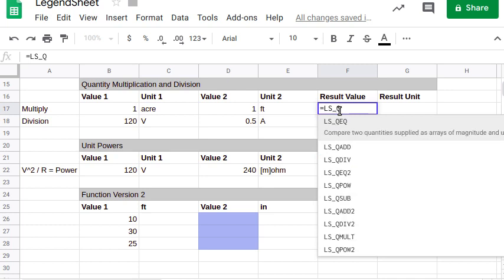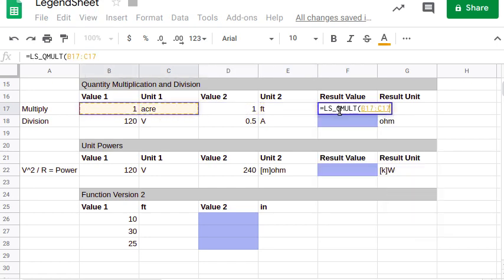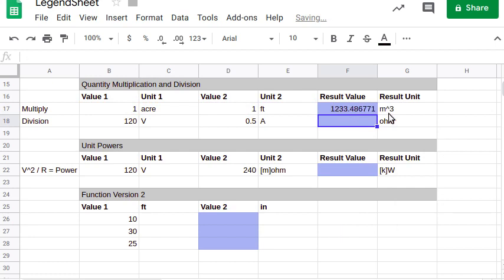So the multiplication function is LSQ mult across, and our result is meters cubed, which is indeed a volume.